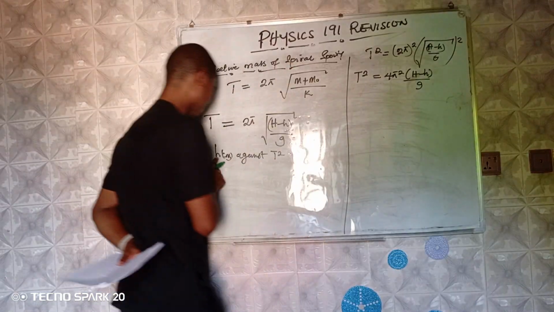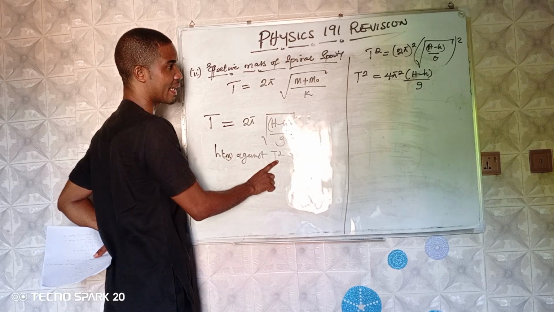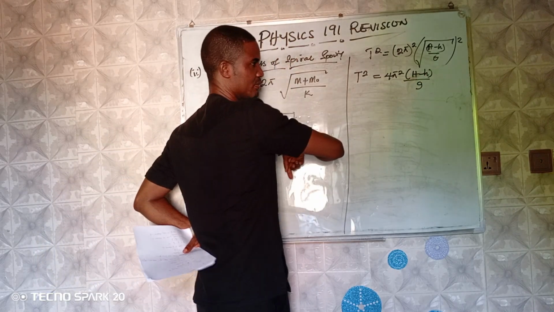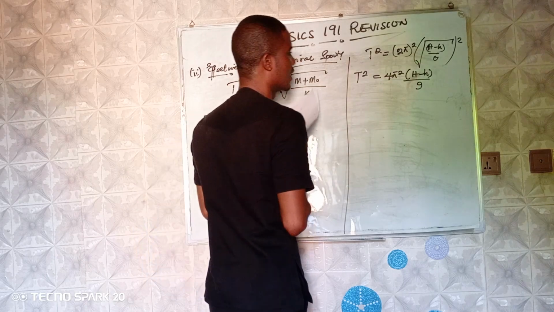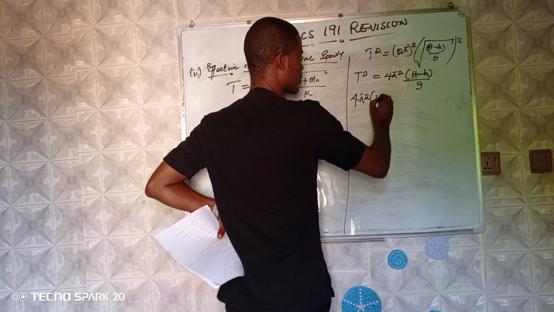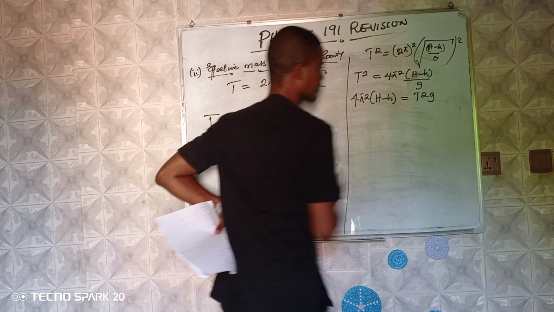So since our h is going to be the y-axis and the t square is going to be the x-axis, see the h here, that's supposed to be the y-axis, supposed to come before the equality sign, while the t square will go after the equality sign. So what I'm going to do is to cross multiply. I have 4 pi squared into big H minus small h equals to t squared g.